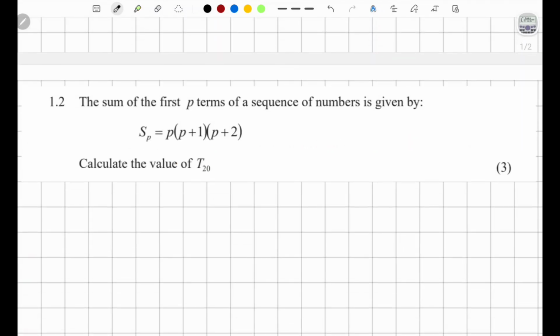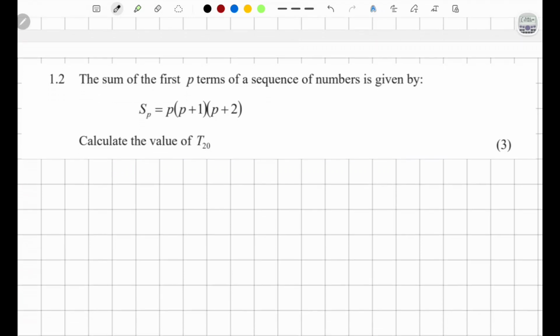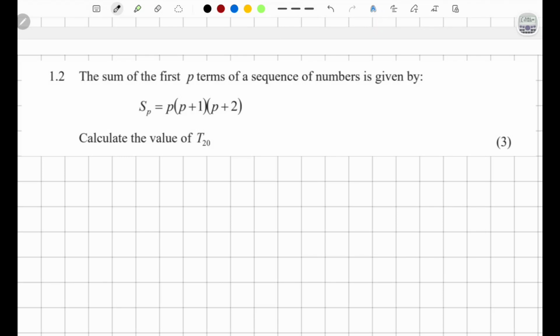Question 1.2 says the sum of the first p terms of a sequence of numbers is given by this equation. And they want us to calculate the value of term 20. This is a question that has shown up, but it has not shown up in a while. So let me explain it on a smaller scale so that you can understand this one. Let's say I said, let's find the sum of 3 terms. This will be made up of term 1 plus term 2 plus term 3.